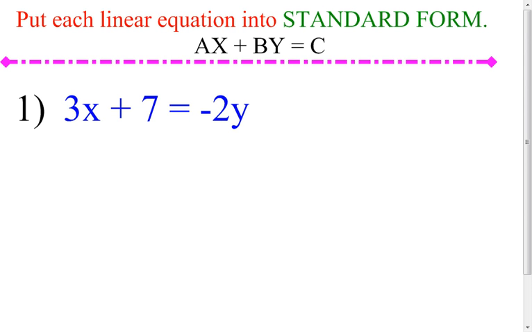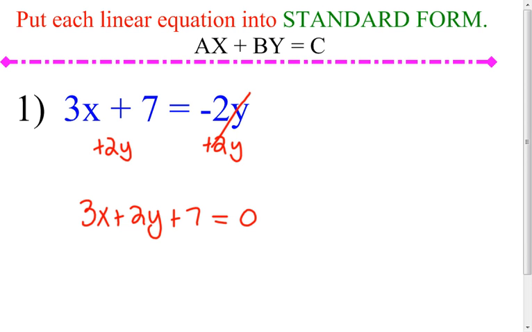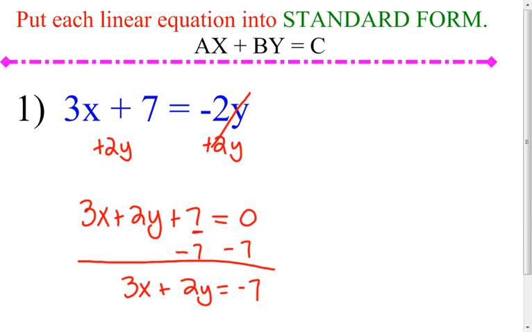In order to get it in standard form, I want the x's and the y's on the left and the constant on the right. So for this particular problem, I need to add the 2y, move it from the right side to the left side, so that I have 3x plus 2y plus 7 equals 0. And then I need to move my constant, or my c term, that's the 7 in this case, over to the other side as well. So I will subtract 7, and I will have 3x plus 2y equals negative 7.